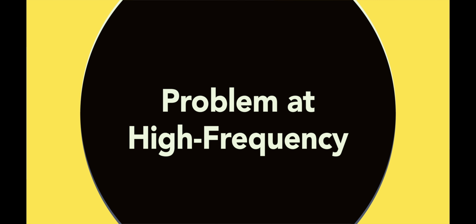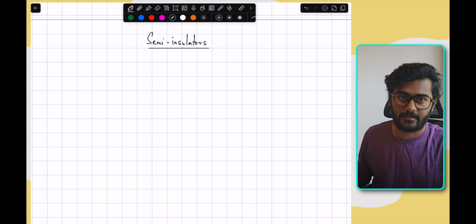So in this video, I'll be explaining why both solutions are not applicable when we are targeting high frequency applications, and I'll introduce this new class of materials called semi-insulators, which is a very important material when we are trying to design high electron mobility transistors, which is commonly called HEMT. Firstly, let's try to understand what's the problem at high frequencies.